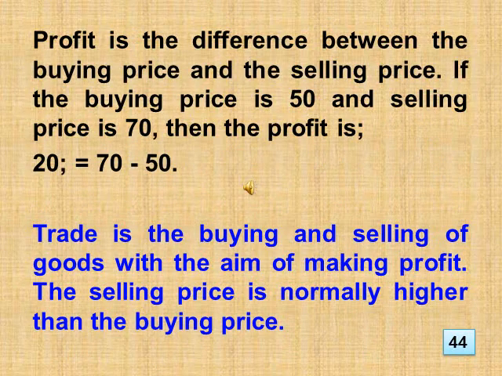Profit is the difference between the buying price and the selling price. If the buying price is 50 and selling price is 70, then the profit is 20, that is 70 minus 50. Trade is the buying and selling of goods with the aim of making profit. The selling price is normally higher than the buying price.